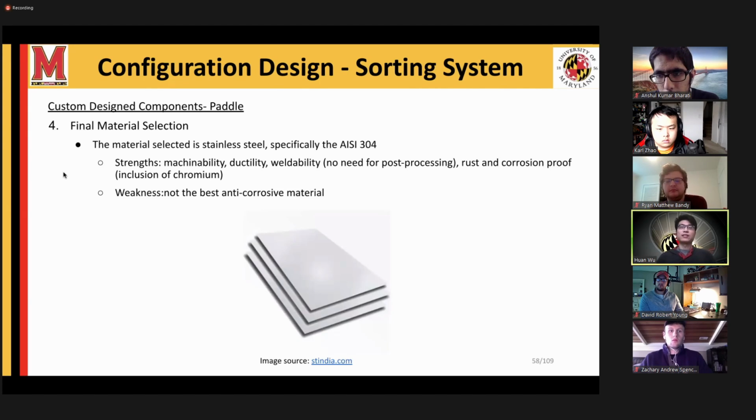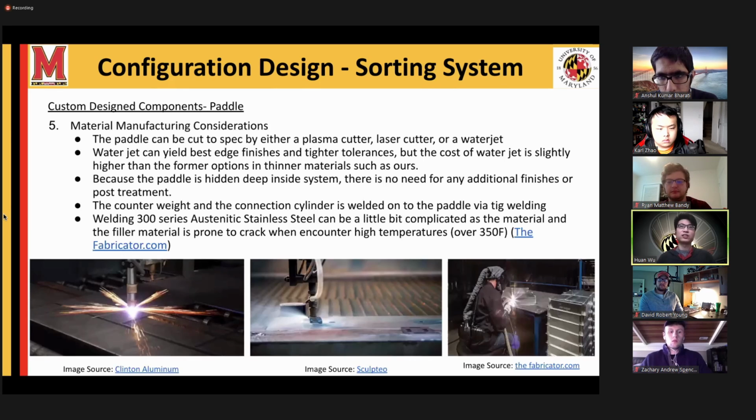Same as the singulator, we decided that the best material to make this component is stainless steel, specifically 304 stainless steel. It fits our requirement of anti-corrosiveness, and it has the structural rigidity for our use case. So the material will be cut to spec by either a water cutter, a plasma cutter, or a laser cutter, depending on the manufacturer. The counterweight and the motor connection, which is the square and the circle section, will be welded on. We learned that welding stainless steel might be tricky sometimes, but for the size of our part, it shouldn't be a problem for our manufacturers.